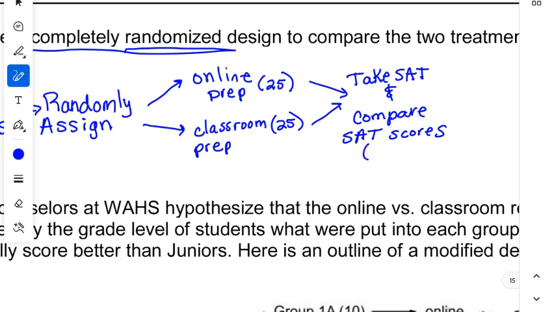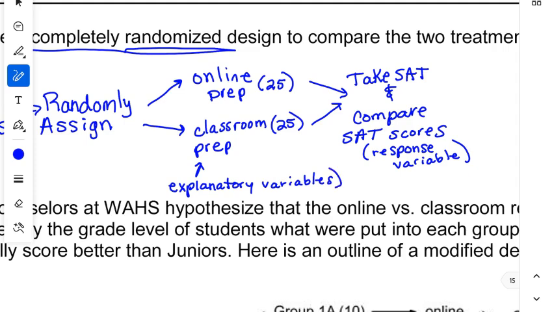So it's not enough just to say compare results. You have to say what you're comparing. So our SAT scores, we wrote that. So the what is the response variable. The how is this is our explanatory variables, because we have online and in class. So this is our completely randomized design. So you could write a CRD.